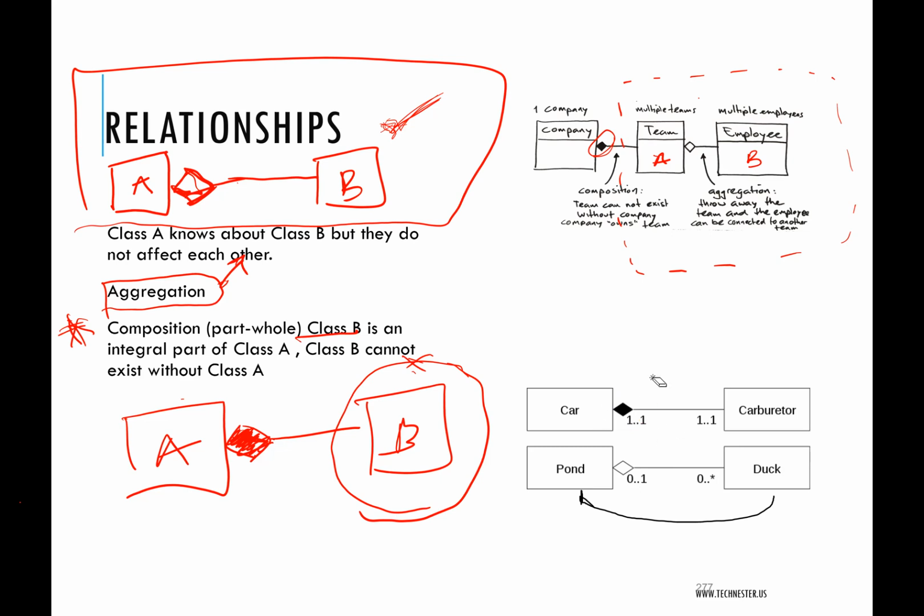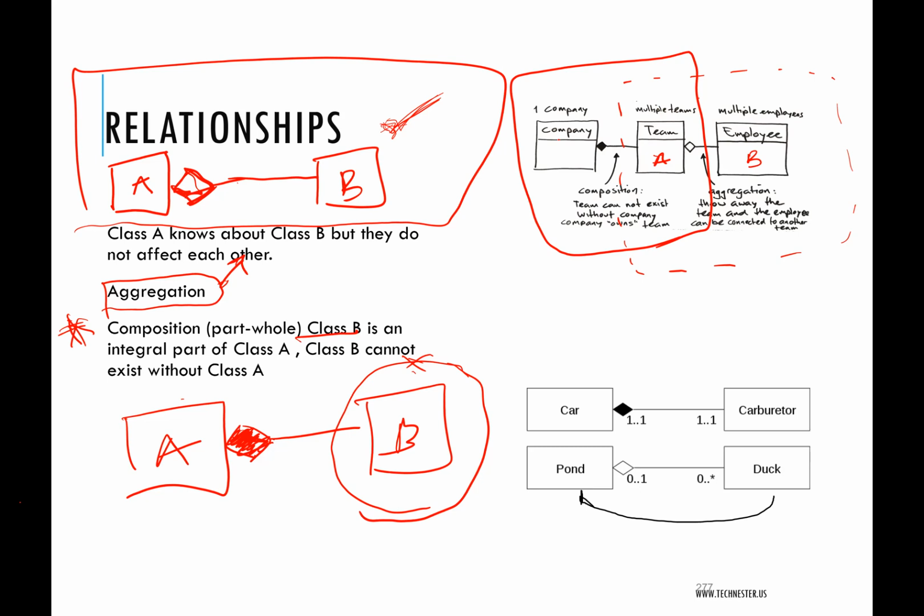So let's continue with this example first. So for composition, you have team and you have company, right? So a team cannot exist without a company if that team is for the company.